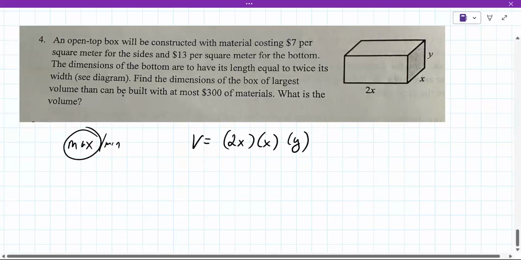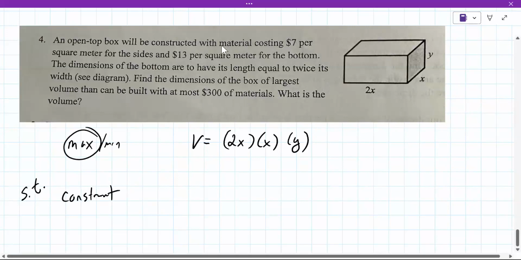All right. So now we're looking for a constraint. You have constraints, all right? And the constraints are like, we only got $300 of material, so we better use it wisely.